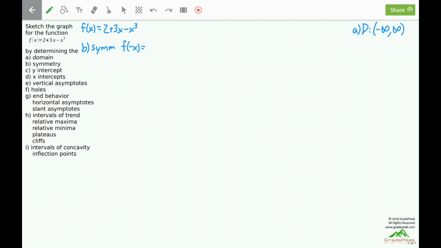But f of negative x will be 2 plus 3 times negative x minus negative x cubed, which is 2, a 3 times a negative x is negative 3x. A negative x cubed is negative times the negative will be positive, and then x cubed. Comparing this to the original function, the first term is the same sign, so this does not equal the negative of the original function, and it will not have origin or odd symmetry.